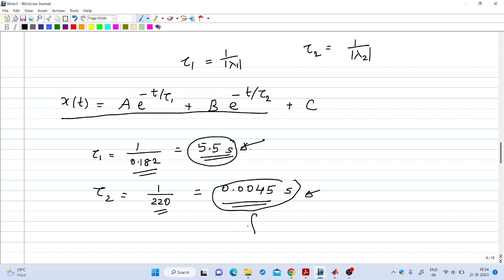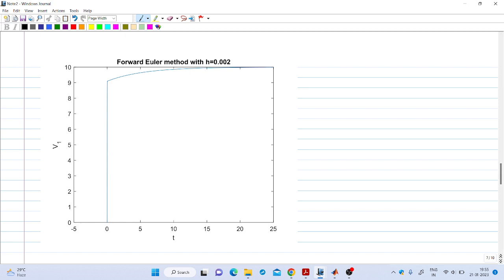So the response corresponding to eigenvalue lambda 1 will be slow, and the response corresponding to eigenvalue lambda 2 will be fast. You can clearly see this if you solve the system using MATLAB. I will teach you how to write these equations in MATLAB and solve them in the fifth module. For the time being, let us look at this simulation result.